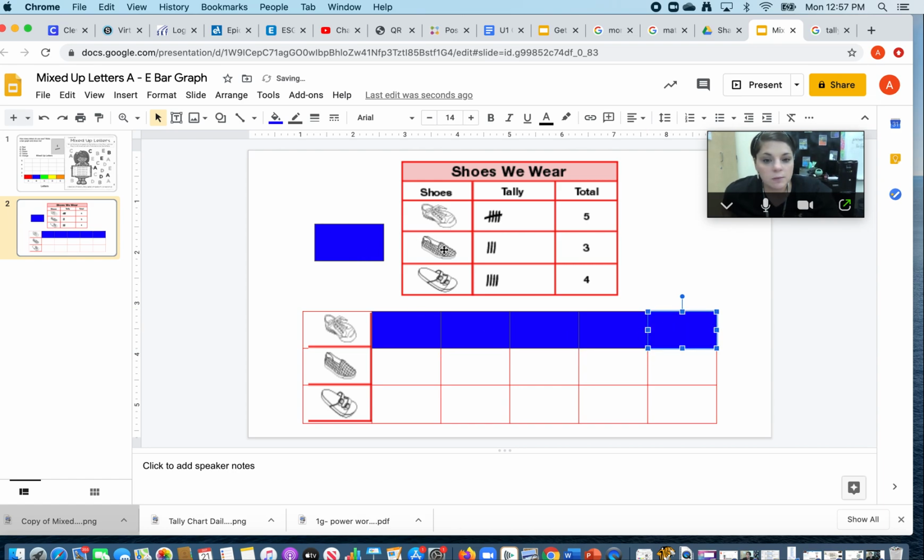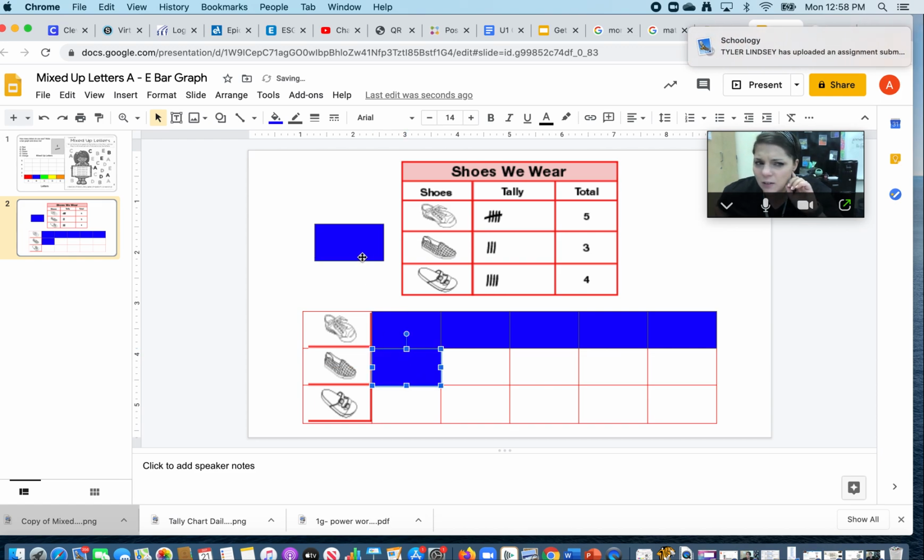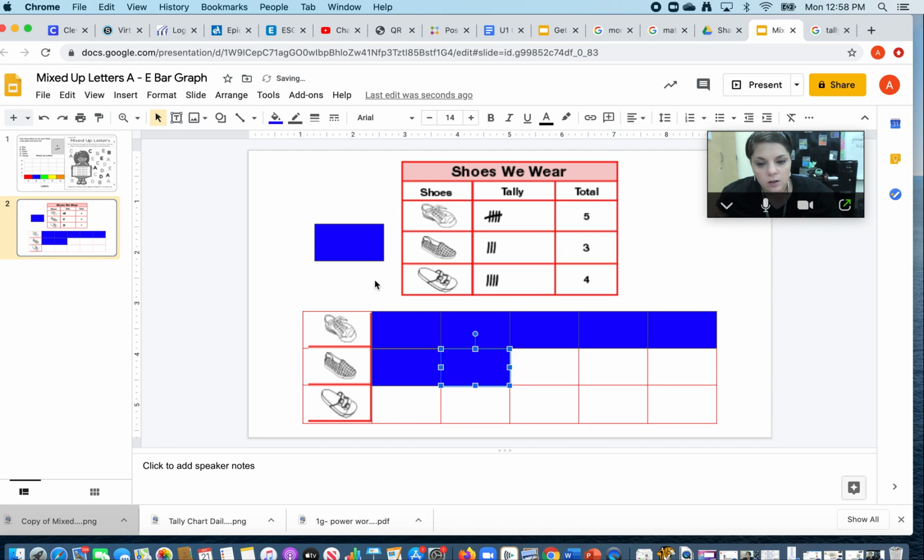Next, let's go to the slip-on shoes. How many slip-on shoes were there? 3. I am not going to change my color this time because I want y'all to see what it would look like if they were all the same color. Okay, so I'm going to make sure it's aligned. How many am I needing to put on there? 3. How do I know that? I matched this one with this one, right? Okay. 1, 2, 3. Now I can see that 3 is a lot less than 5 right here.